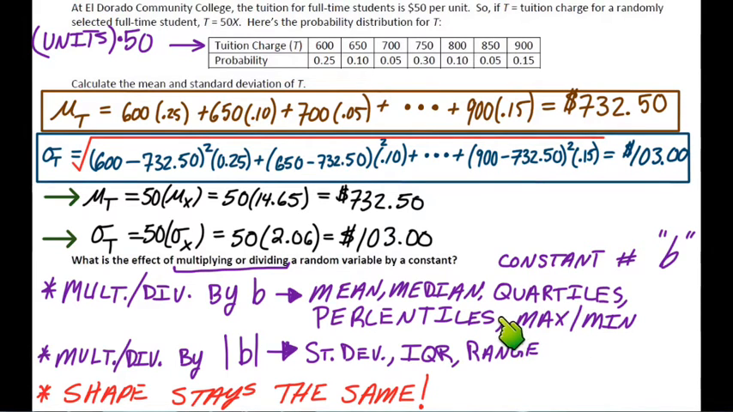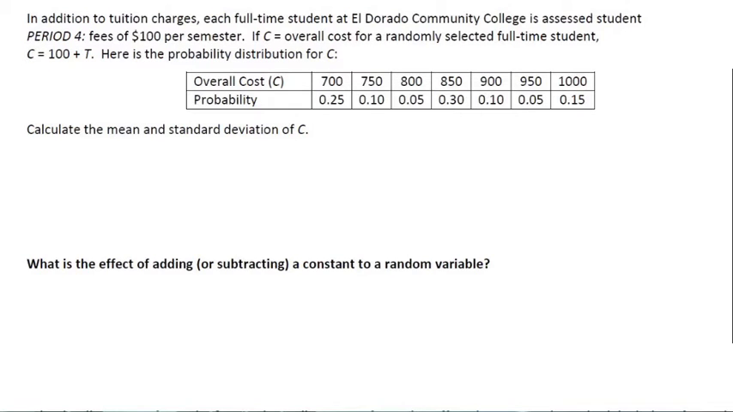And as far as the shape goes, the shape of the distribution would remain the same, right? If you multiply every single thing in the distribution or divide every single thing in the distribution, the shape of it would actually stay the same. So if x was normal, t will also be normal. The shape will stay the same. Okay, so that's the rule for multiplying or dividing by a constant term. Let's look at the next scenario where you add or subtract a constant term.